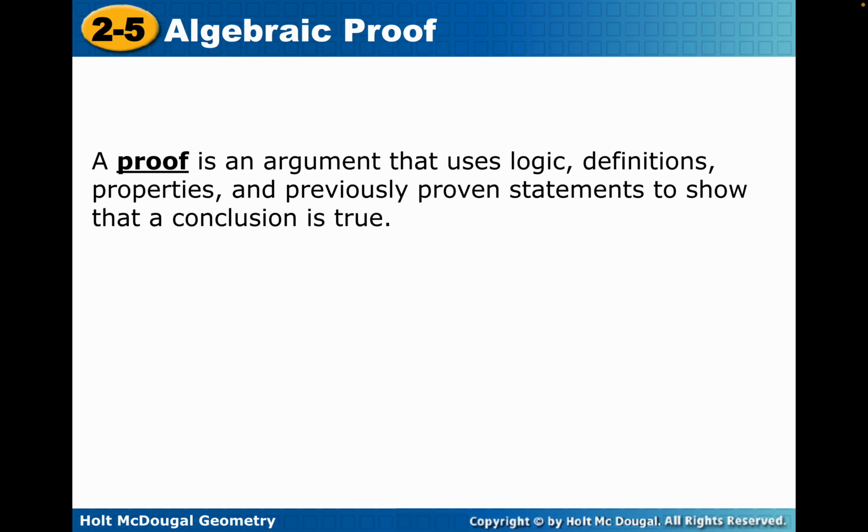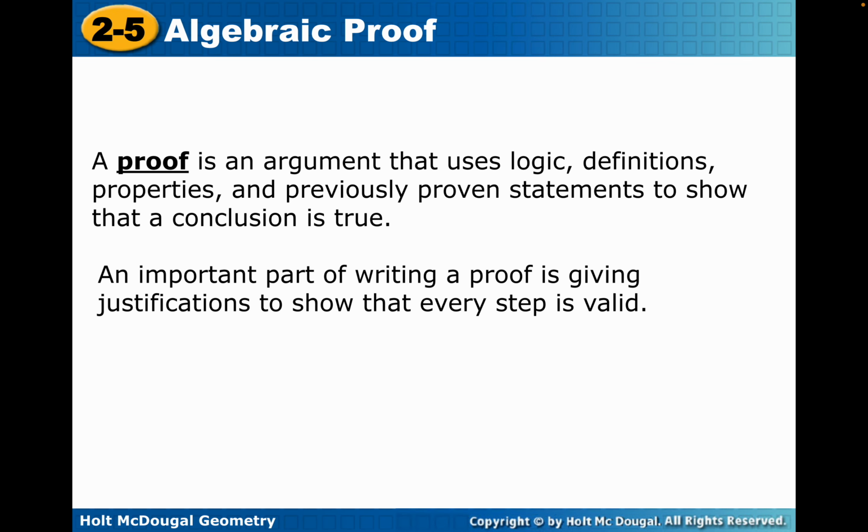With the proof, it's an argument that uses logic, definitions, properties, and previously proven statements to show that a conclusion is true. So you can go ahead and write this down. The beginning's going to have a lot, just a heads up. But with proofs, the important part of writing a proof is giving justifications to show that every step is valid. So we'll see an example like that in a moment, but eventually we're going to get our properties written down first and look at those.